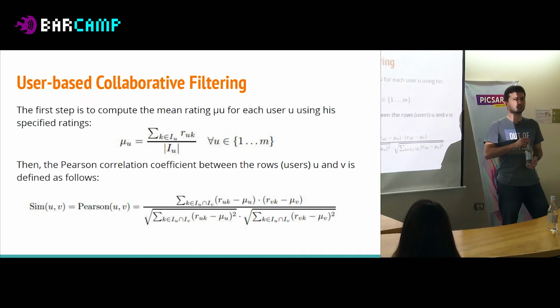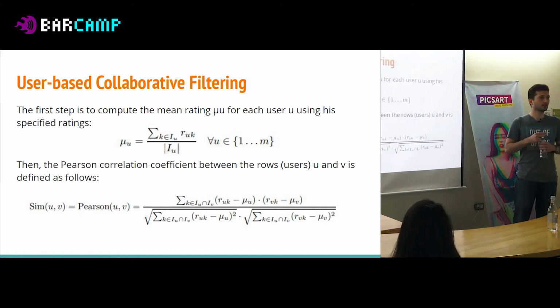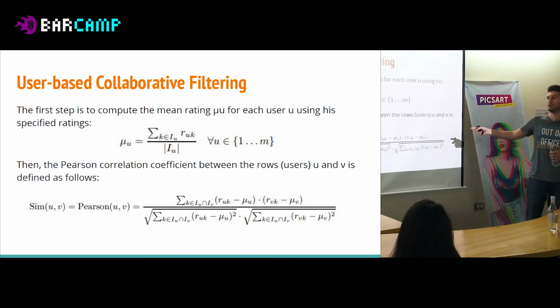By the way, I didn't ask, how many people work with machine learning? How many data scientists are here? I just want to understand, should I go into, so how many people know Pearson correlation?